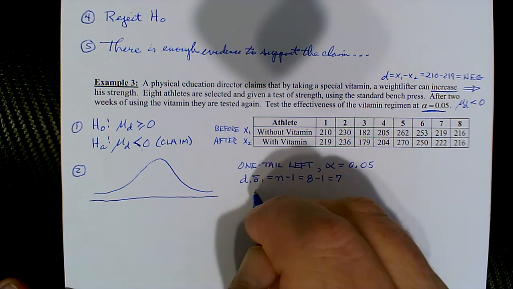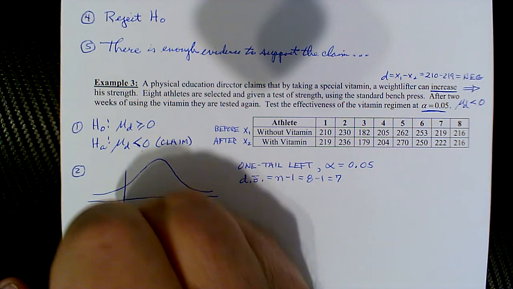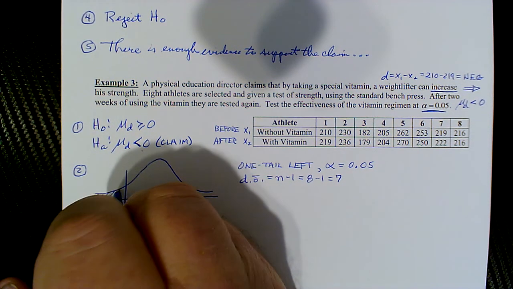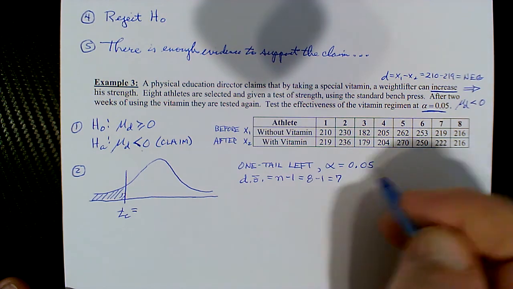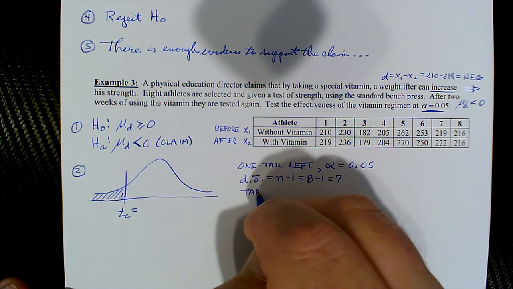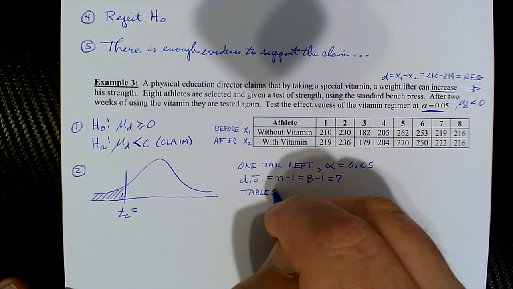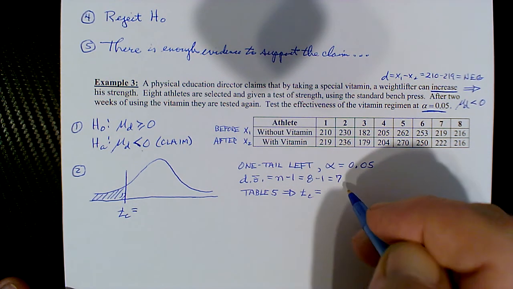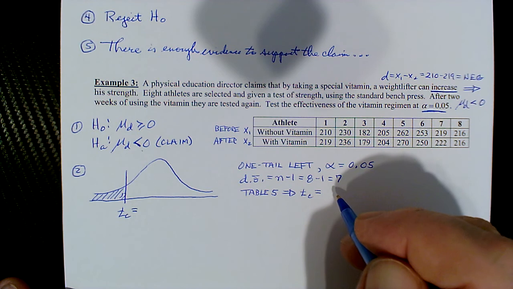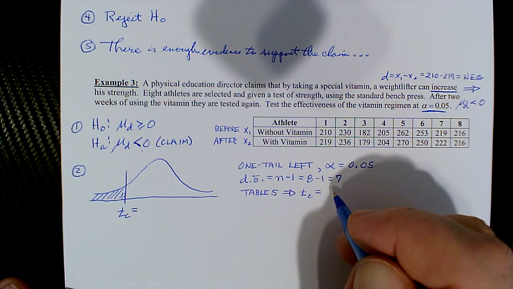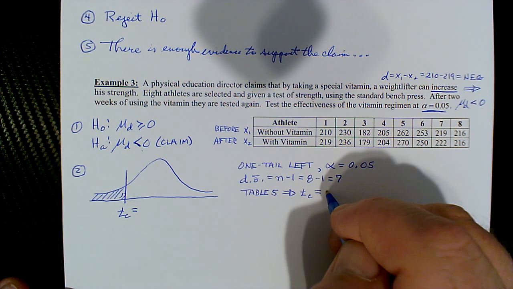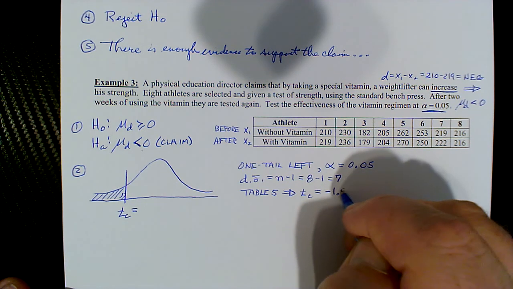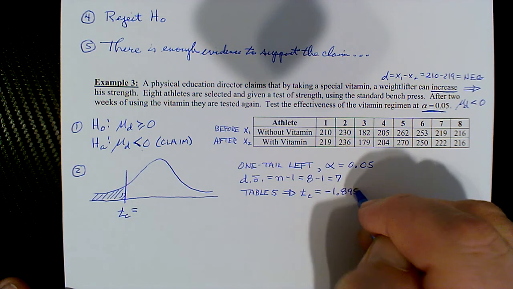And so let me mark off the tail here. Call it t sub c or t sub 0. Shade in the rejection region. And from table 5, we get that t sub c is, trust that you can do this because we've done it before. You look it up, you get 1.895, but you have to note that it's negative because it's a left tail.